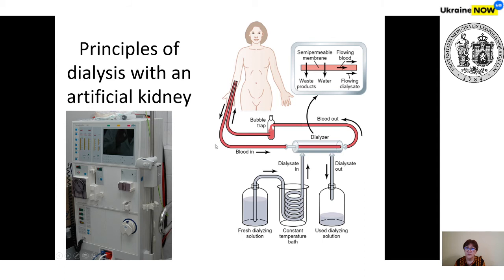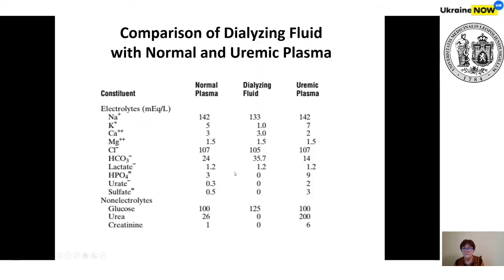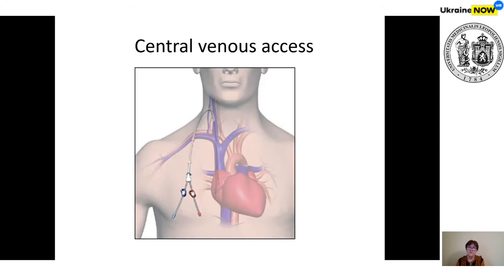At this moment, we should add anticoagulant, and in many stages there are detectors of pressure and a bubble trap. This is a comparison of dialyzing fluid with normal plasma and uremic plasma. Due to the difference in concentration, many toxic agents are extracted from the blood. In hemodialysis, it's mainly small molecular substances.